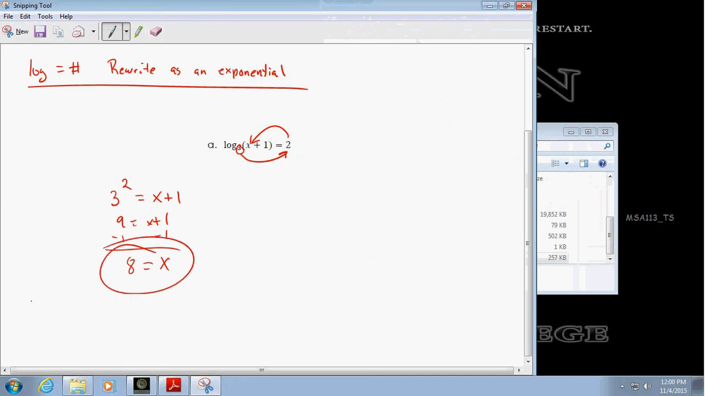Yes, sir? So what's happening with the 2? I'm not moving it over. I'm just showing how to set up the problem. It's 3 to the second power equals x plus 1. That's the log base b of x equals y, which is the same thing as b to the y equals x. Just showing the flow of how to set the problem up. I'm not trying to put 2 into x. That's what it looks like, isn't it? All right, any questions on that one? Log equals a number. That's how you do it.